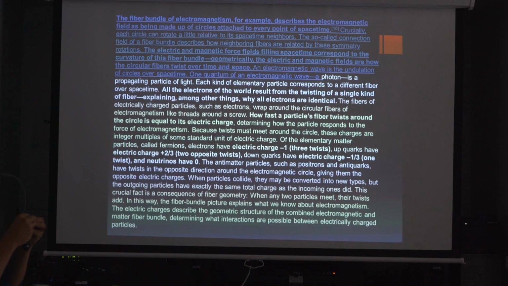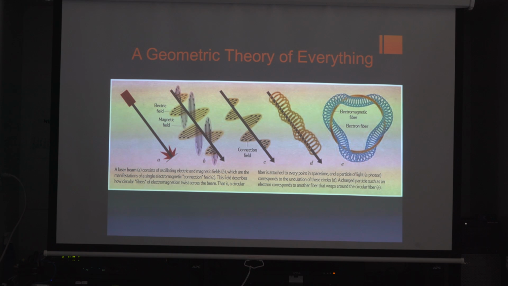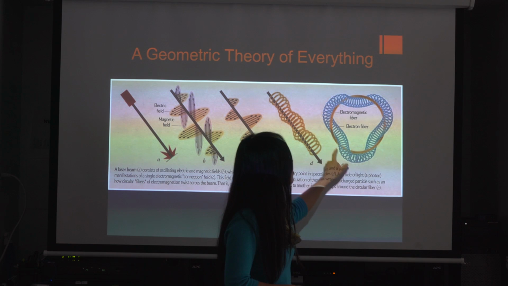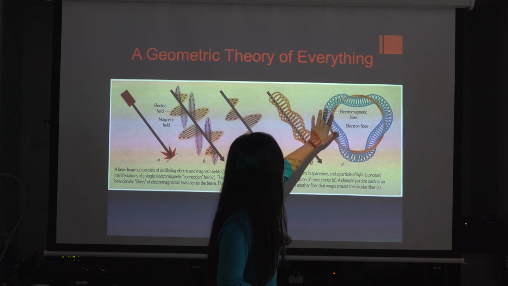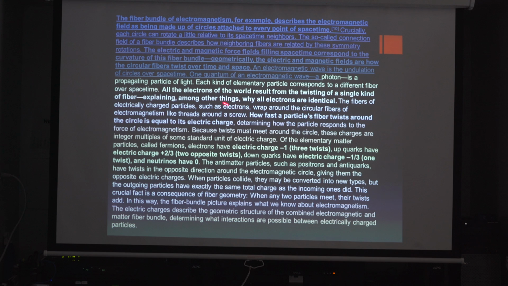Like you can have 100 turns or 20 turns, so that will decide it. Around the base circle or around the coil? The coil is what it is. Yeah, it's a whole circle. So there is this and there is this, so there is a difference. Okay, it says wrap around the circular fiber of the electron.